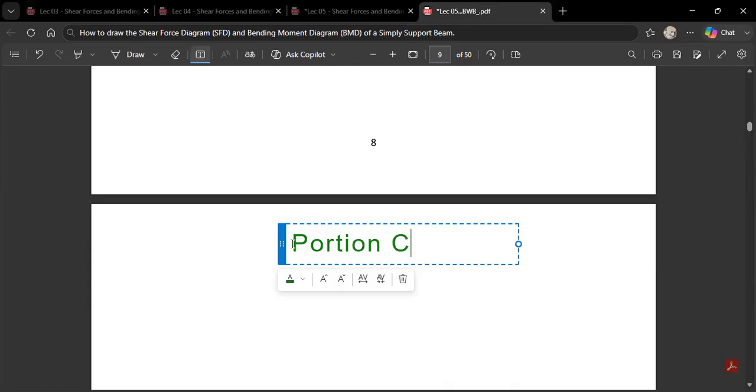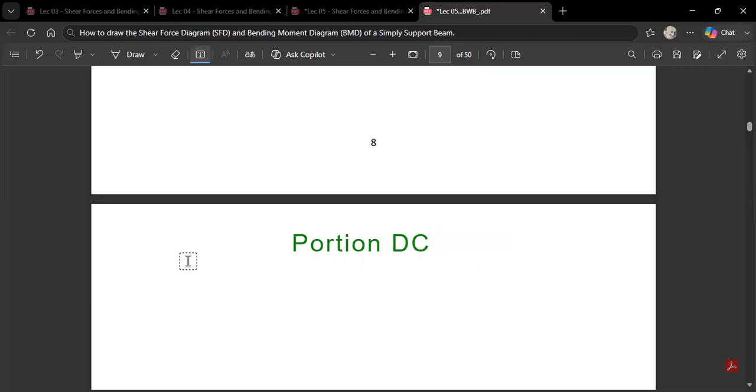Portion C, D. Okay. But you realize that since we are considering from the right hand side, it is like we are counting from what? Let's say right to left. So in other words, we said that what? DC. Portion DC. You see, because we are considering from right to left. That is the right hand side. So because of the description, that is why I'm saying this. Okay, yes. So let's just have a look.